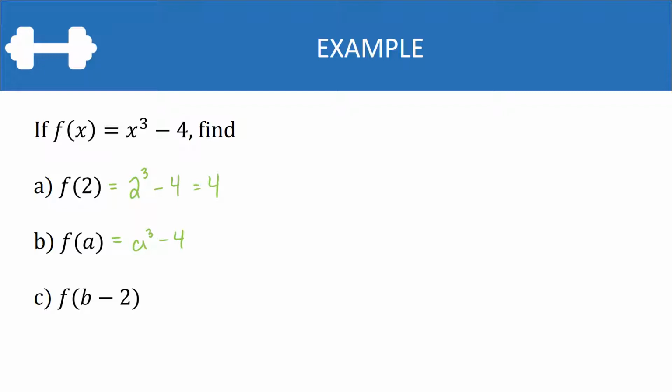For part C, I've made it even more abstract by not just putting a variable or a number into the function. Here I'm inputting a full expression into this function, but the mechanics work the same way. If I recognize that b minus 2 is the input into my function, that means that every spot I see an x within my function, I will replace with b minus 2. So this becomes (b minus 2) cubed minus 4. So this is just a quick example of how function notation works.